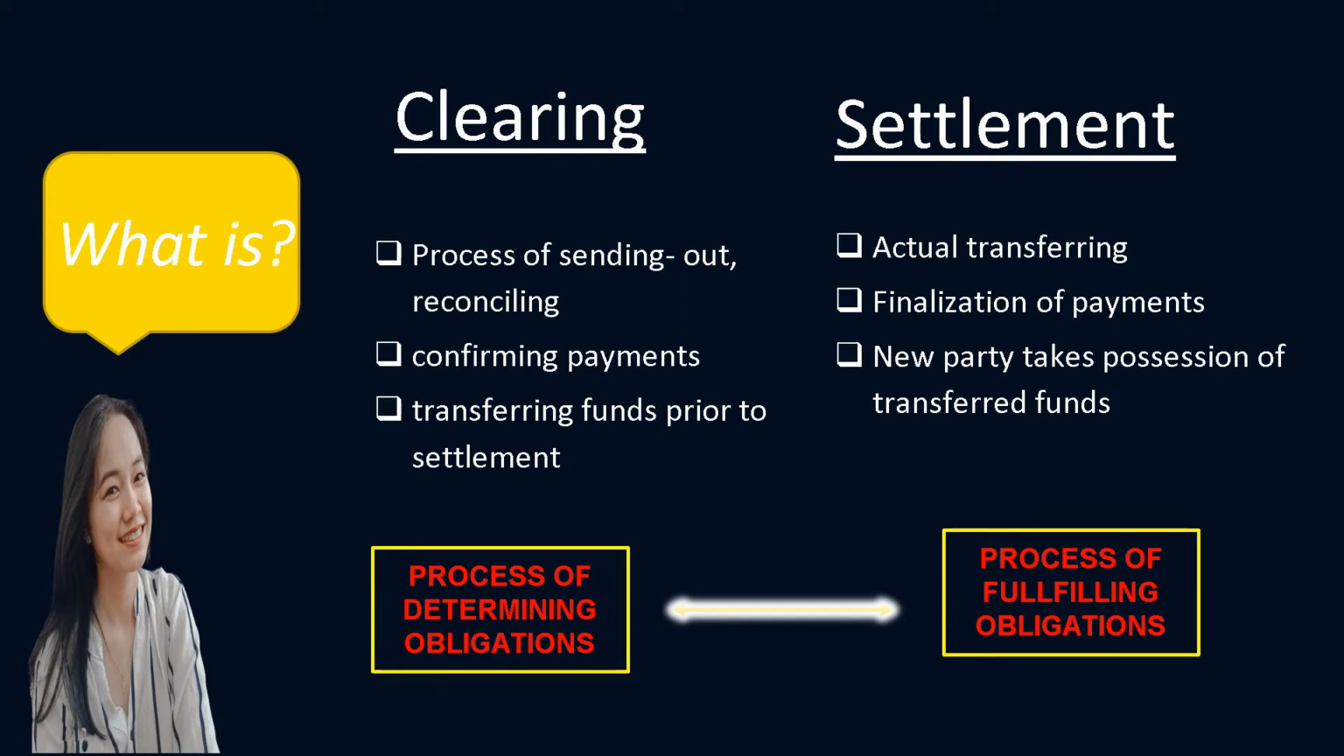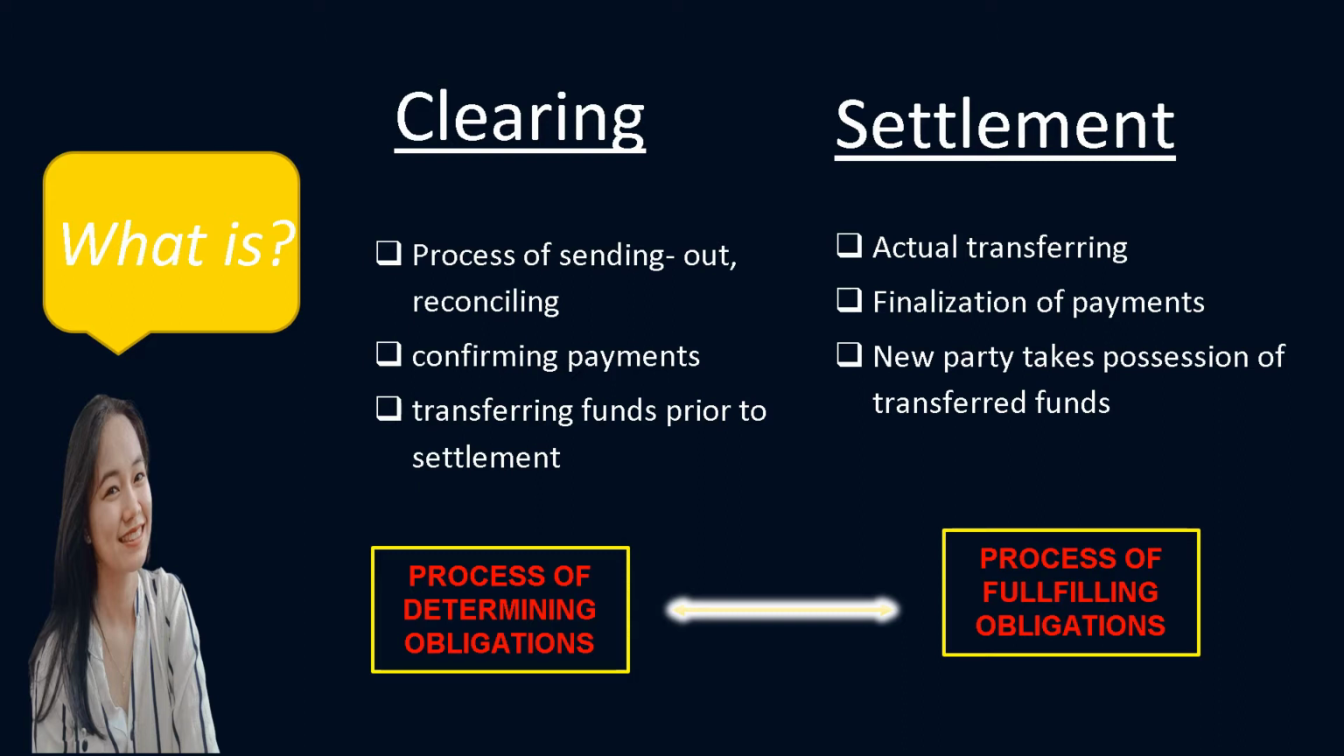But first, let's define what clearing and settlement are. Clearing is the process of sending out, reconciling, and in some cases actually confirming payments, or even transferring funds prior to the settlement taking place. Settlement, on the other hand, is the actual transfer of final payments between the two parties involved.